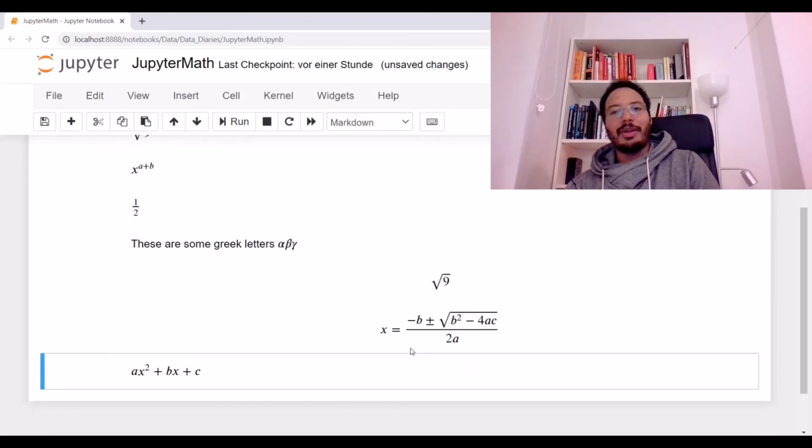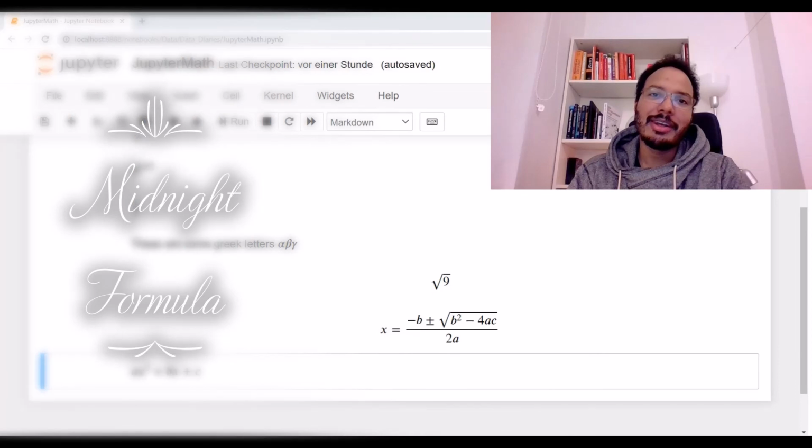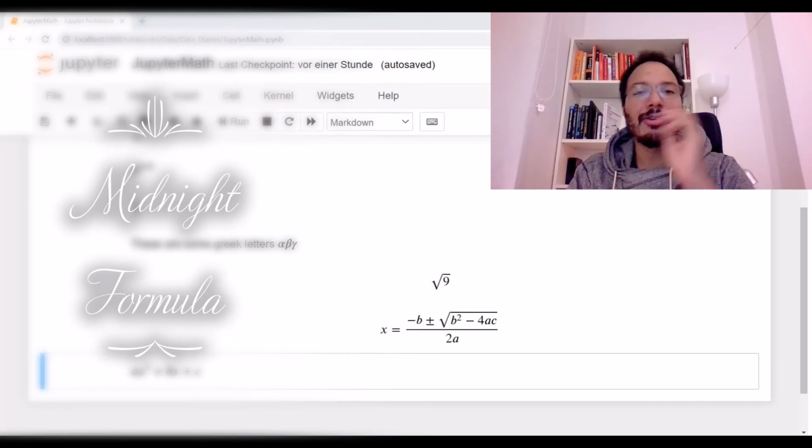So now to answer the question, why do we call this midnight formula over here in Germany? Solution: because every student needs to remember this by heart. Even if they wake up at midnight, they need to be able to write up the entire formula from scratch.